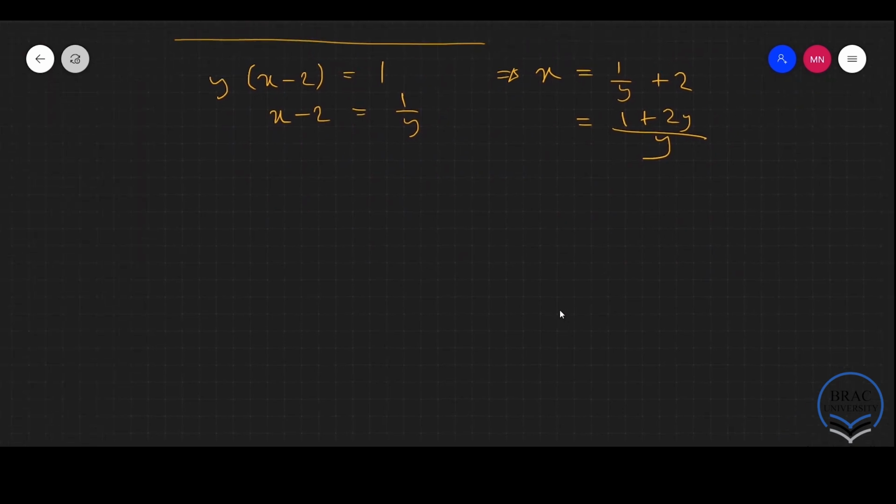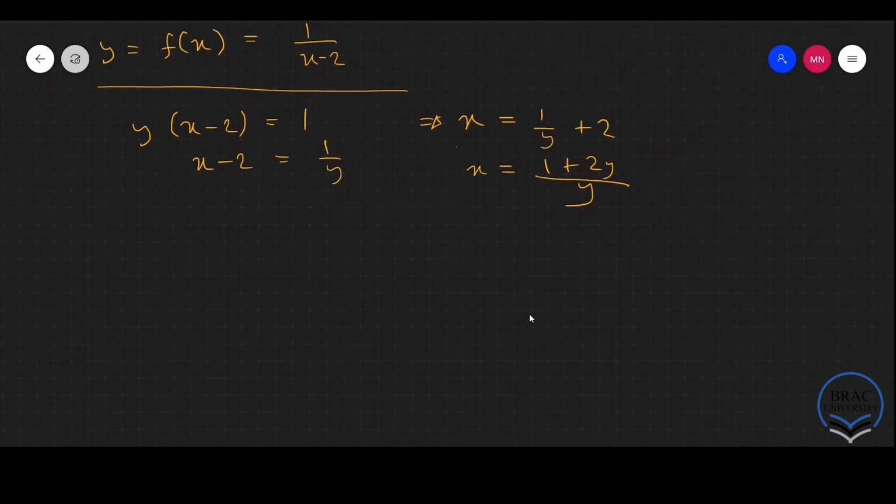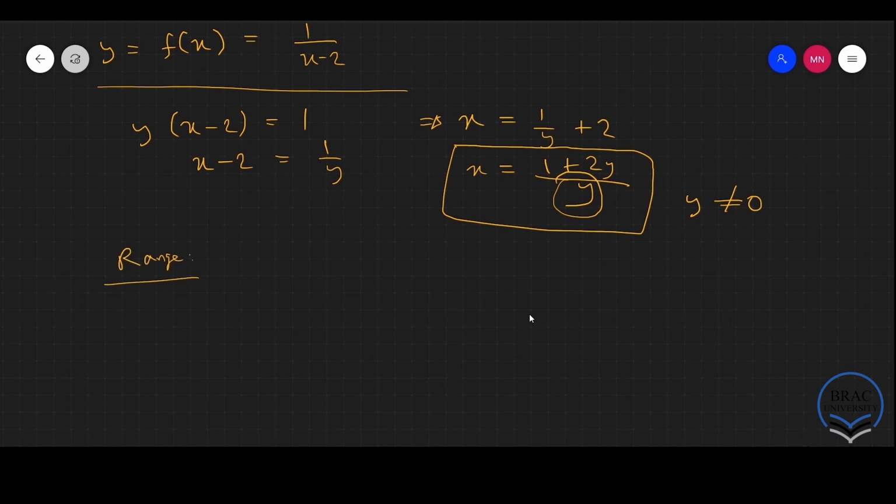So we can see from this expression of x, this equation of x, that we have y in the denominator. That means that we cannot have y equal to 0 because then this will become undefined, right? So for our range, y or f of x belongs to the set of all real numbers except for 0, right? So this is our range.